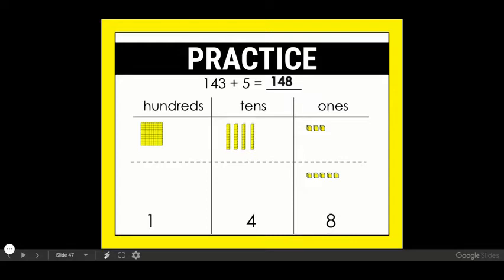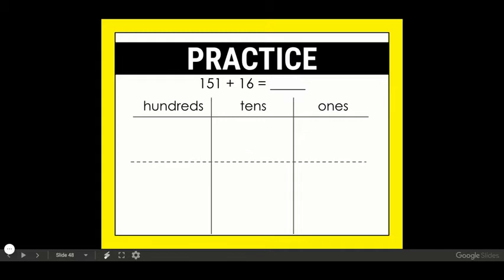All right, let's try another one. Let's try 151 plus 16. So let's start by building my first addend. My first addend is 151. So I have 100, 5 tens, and 1 1. Remember, my first addend goes above the dotted line, and my second addend is going to come below the bottom line. So for my second addend, 16, I have 1 10 and 6 ones.